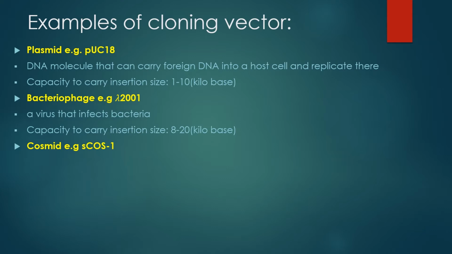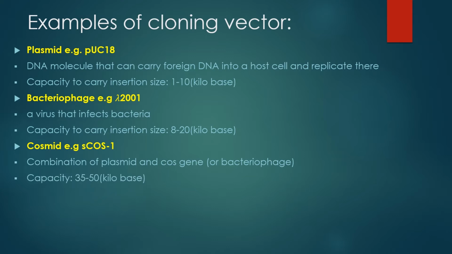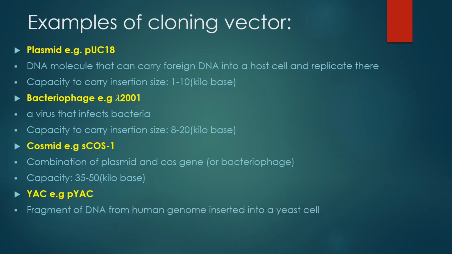Third, cosmid. It is a combination of plasmid and cos gene of bacteriophage. The capacity is 35 to 50 kilobase. Last, YAC. It is a fragment of DNA from the human genome inserted into a yeast cell. The capacity is 100 to 1000 kilobase.